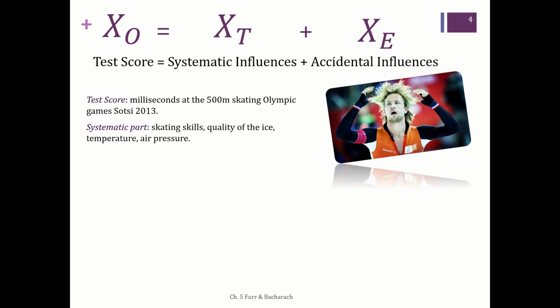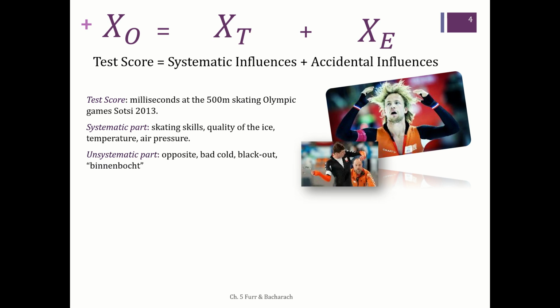Now, what accidental influences could we have on a person's time? Well, you could just have bad luck. You could just slip by accident. You could have a bad cold, which basically influences your performance here, but if you would come back a week later, everything would be fine. It also depends on whether on the final turn you take on the 500 meters, you have the inside lane or the outside lane, which might make a little bit of difference.